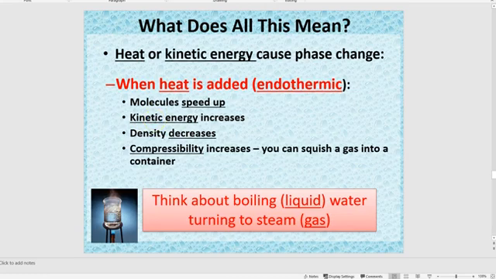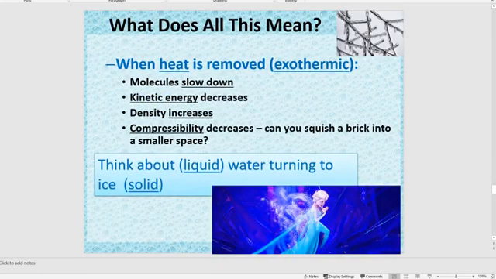Compressibility means to squish. When we add heat, we can compress gases into a container. So think about an air compressor that a mechanic uses. They can compress that gas, large volumes, into a small container because it's squishable or compressible. Those are endothermic reactions. What about exothermic? When heat is removed, again, put a star by these bullet points. When you make something colder by removing heat, that's how your air conditioner in your house works. It removes heat, which makes things colder.